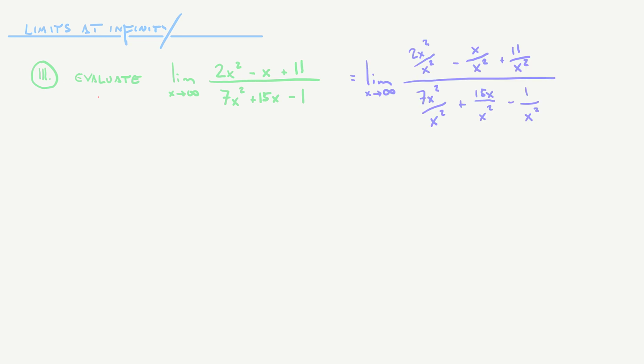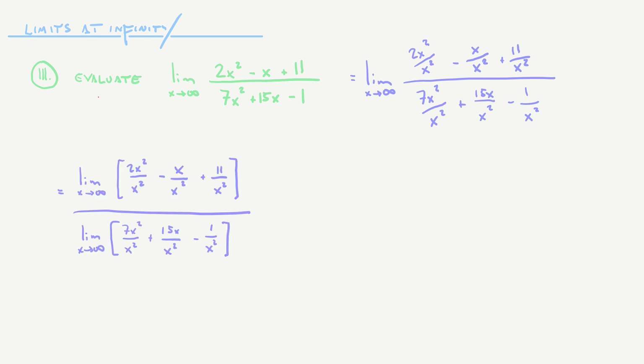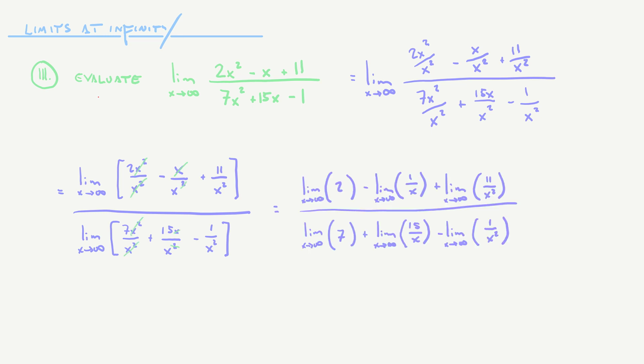Then I'm going to start applying some limit laws to this. I'm going to apply the quotient law, bring in the limit as x approaches infinity to the numerator and denominator, then some sum and difference laws. And in this step, I also simplified. For example, 2x squared divided by x squared is just 2. 15x divided by x squared is 15 over x. So I got this thing.